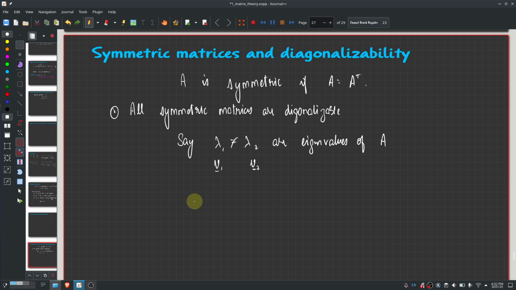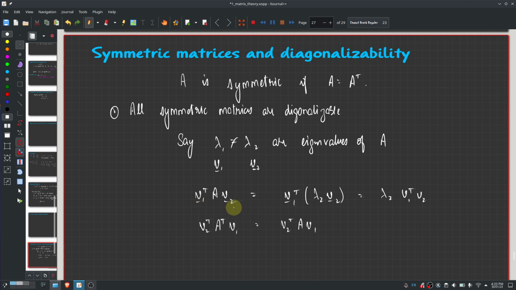Let me take V1 transpose A times V2. What can you say about this? What is A times V2? It is lambda 2 times V2, correct? So it is V1 transpose times lambda 2 times V2, which is just lambda 2 times V1 transpose V2. Now, what is the transpose of this entire thing? That would be V2 transpose A transpose V1, but A transpose is equal to A, since it's a symmetric matrix. This is just equal to V2 transpose A times V1.